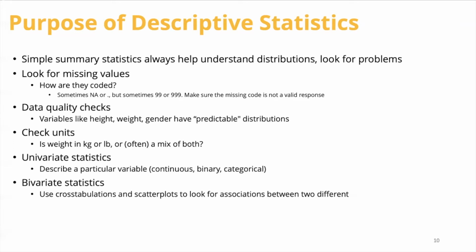You want to check the units, so you can determine whether weight is in kilograms or pounds, or whether it's a mix of both. You look at the distribution of those variables to figure that out. You can also look at univariate statistics, so you can describe particular variables one variable at a time, and I'm going to describe how we do this in the next slides. And you can also look at things like bivariate statistics. So these include things like cross tabulations or scatter plots to look at associations between two different variables.